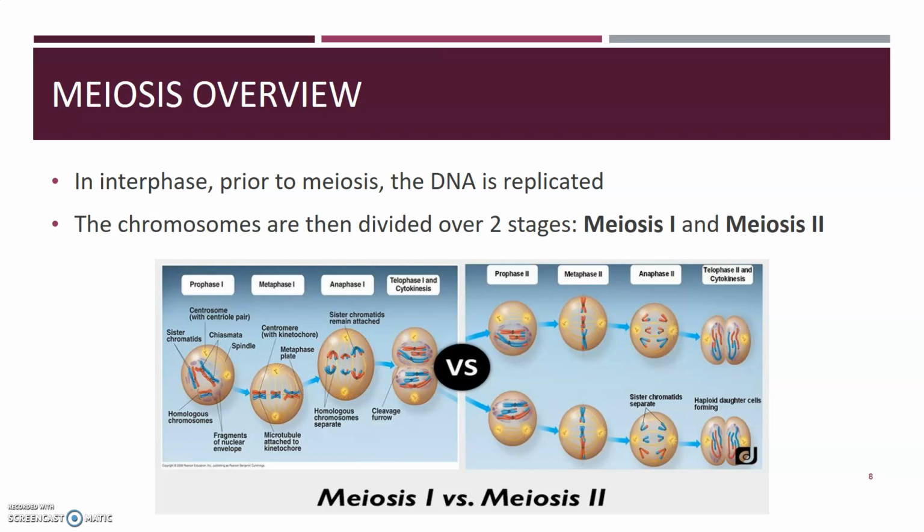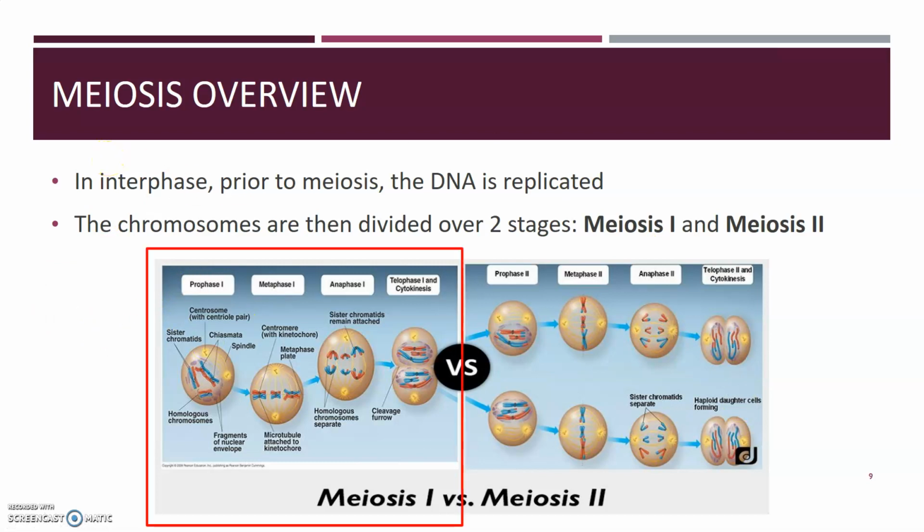And there are 2 stages of meiosis. There's meiosis I and meiosis II. And prior to either of these stages beginning, right, so prior to meiosis I, the DNA is replicated in S phase, just like it is before mitosis, because you are going to eventually divide into multiple new cells. So you need to replicate the DNA first, and then cells can enter into the first stage, which is meiosis I.